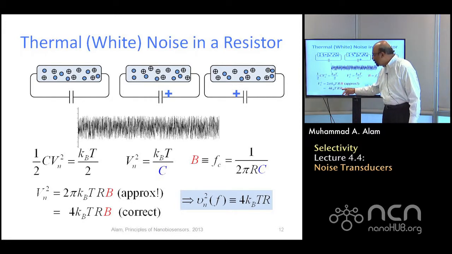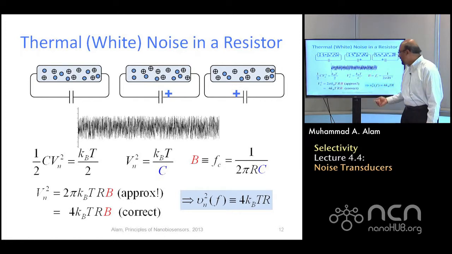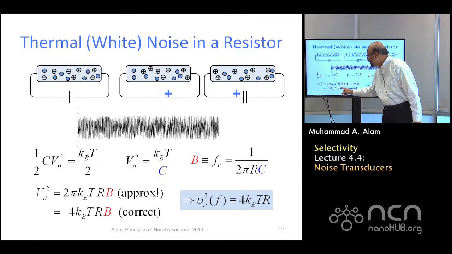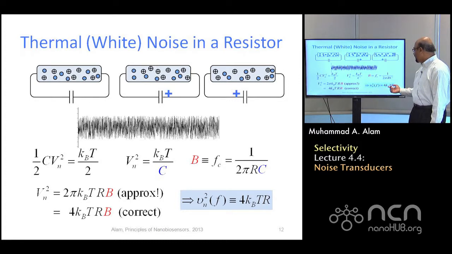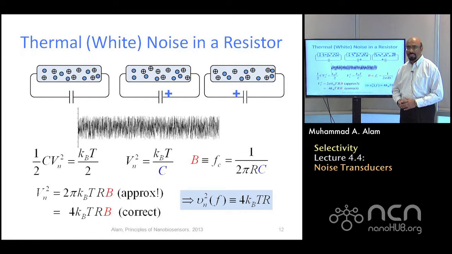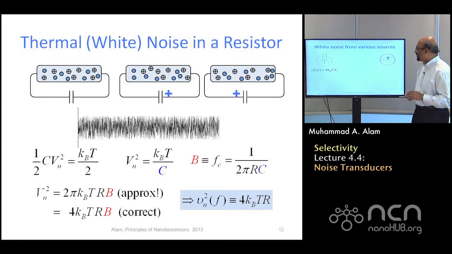Now, often what people do, they want to know per unit frequency what the noise is, and so they will divide Vn squared by B, and therefore it's 4 kBT R. R is the resistance, T is the temperature. Okay. Now, what does this resistor have to do with biosensors? It turns out that a lot.